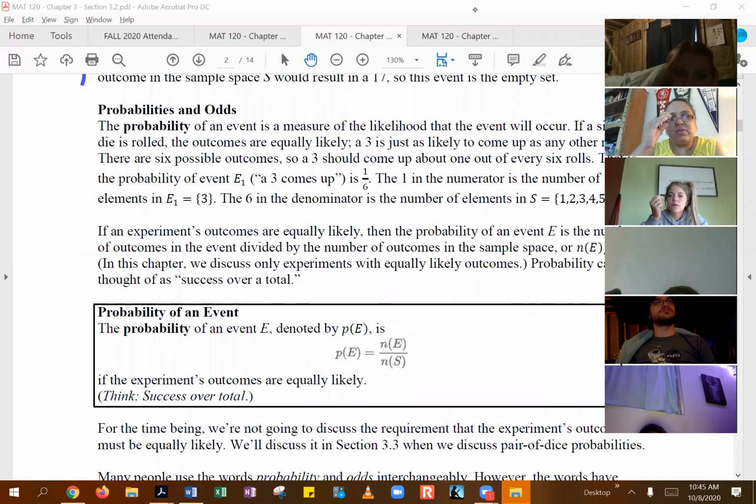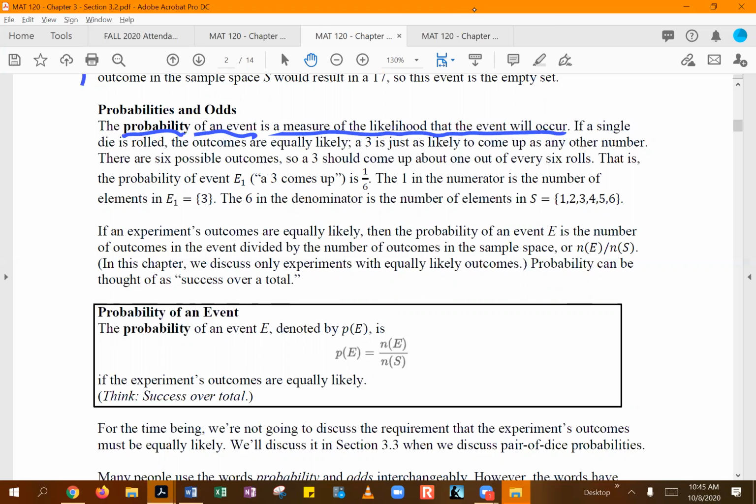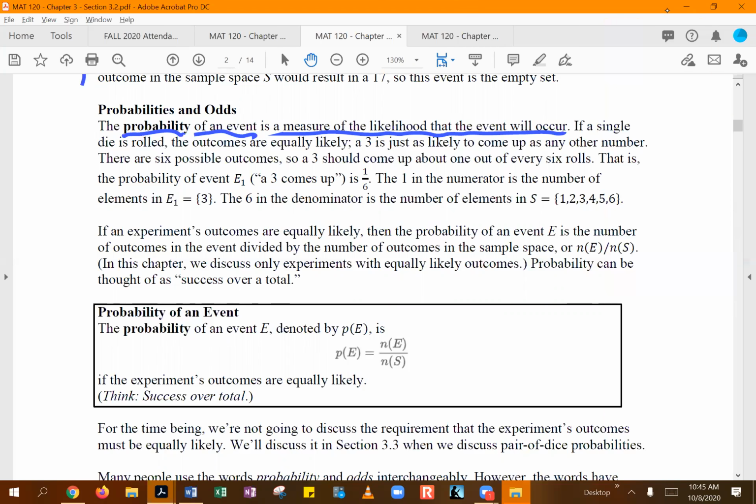Now let's actually get into our probabilities, and we will also talk about odds. When we are talking about probability, we are saying the probability that an event will happen is a measure of the likelihood that the event will occur. It's a way for us to say, is it possible this event will happen, and what are the chances that it will actually happen?